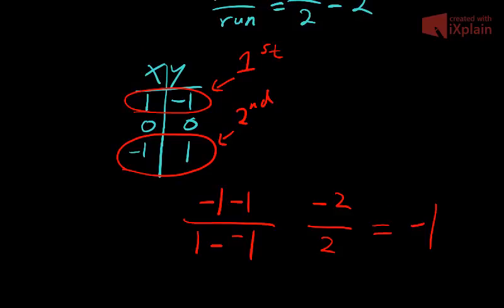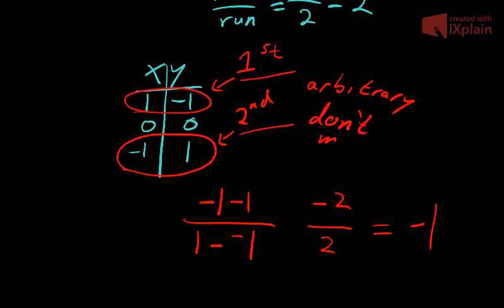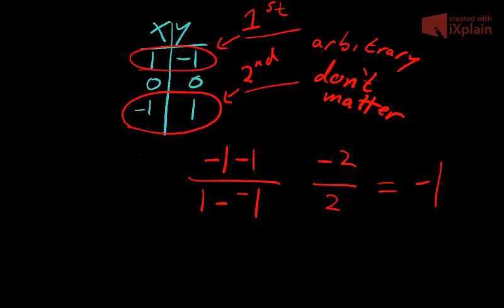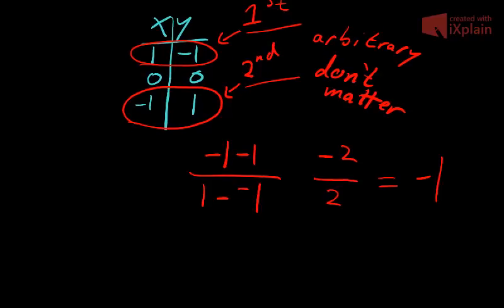So again, it does not matter which one's your first point, which one's your second point. These are arbitrary, which is a fancy way of saying don't matter. You can pick whichever one you would like to be your first point, whichever one you would like to be your second point. Just run with it. It'll always work. Make sure you subtract, and that's a good way to find your slope.